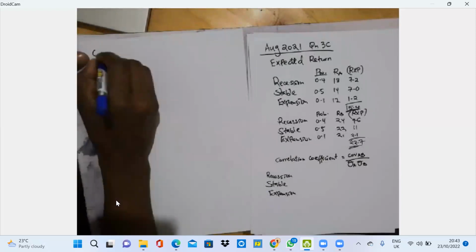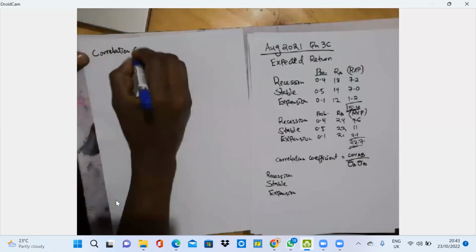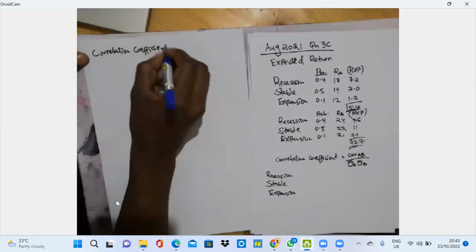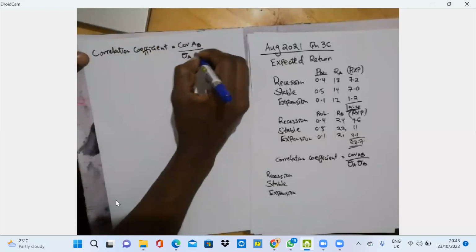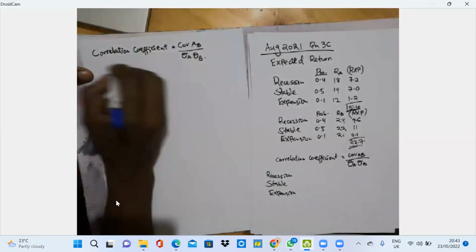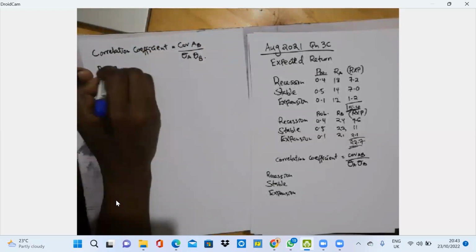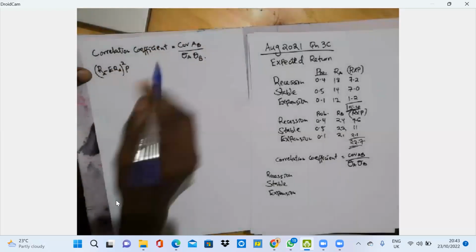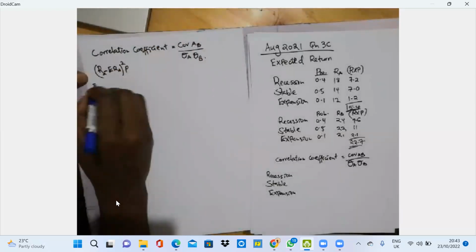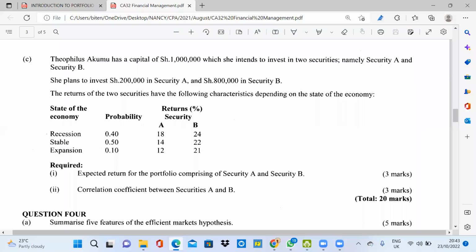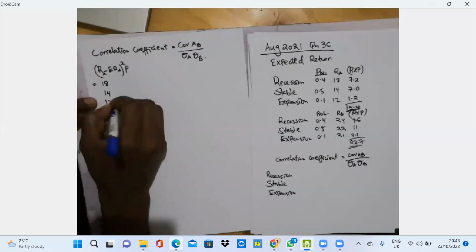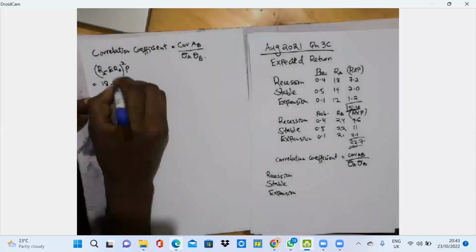Correlation coefficient: we take the covariance of A and B, and divide by the standard deviation of A and the standard deviation of B. So to get our variance, we take risk minus the expected return of A, squared, and multiply by P. First of all, the return of A is 18, 14, and 12. Expected return of A is 15.4.